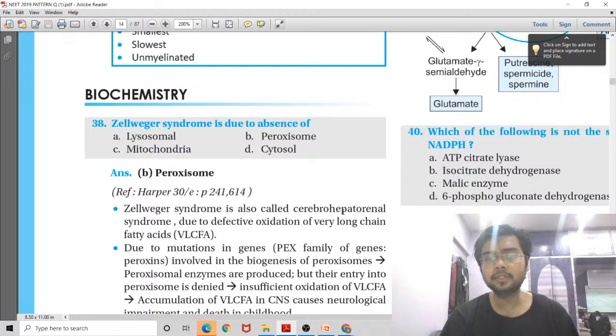So Zellweger syndrome is also called cerebrohepatorenal syndrome. It is also an inborn error of metabolism, you can say. So from the topics, you can get an idea that you need to know certain syndromes that arise out of enzyme deficiency. If you know that Zellweger syndrome is a peroxisomal deficiency disorder, you can straight away answer this question. You need not know which enzyme is deficient or which gene is affected. What is happening here is that the PEX family of genes are absent, and finally what happens is that very long chain fatty acids accumulate.